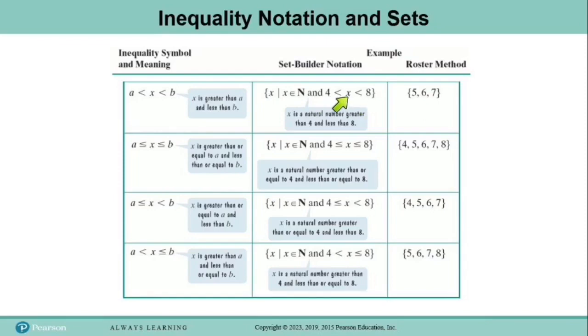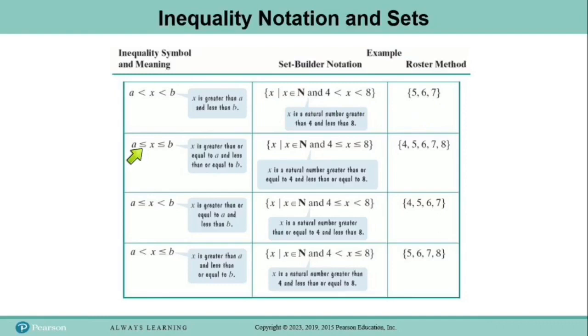Well, if you think about the numbers that are between 4 and 8, but they can't be equal to 4 or equal to 8, then that would be 5, 6, and 7. See, 5 is both greater than 4 and also less than 8. Same for 6, the same for 7. And so those three numbers satisfy this compound inequality.